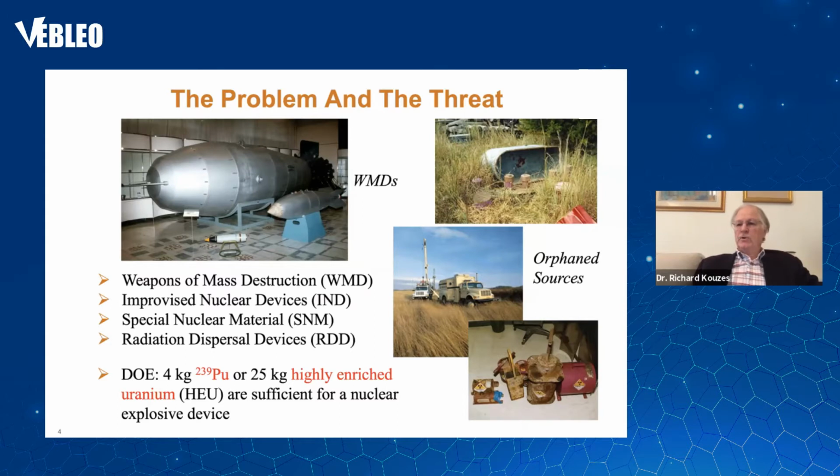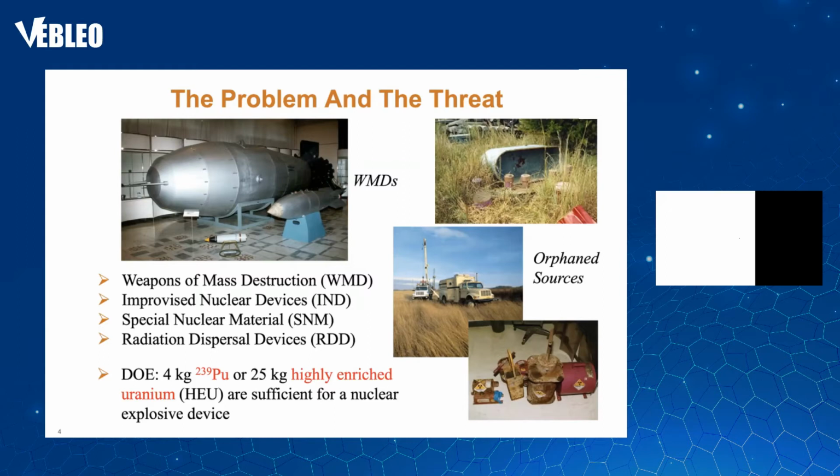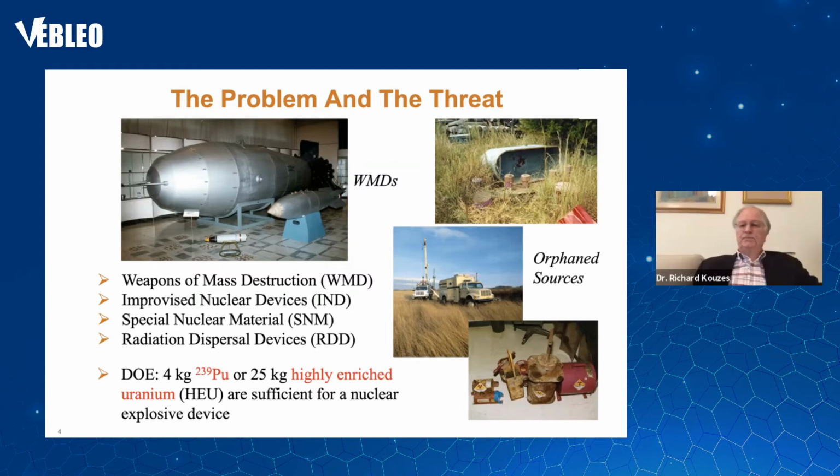The material, special nuclear material, that is plutonium and uranium that could be used for such weapons. And in addition, we're also concerned about materials that might be used for radiation dispersal devices, that is radioactive materials that might be used for medical applications or industrial applications that are then used with conventional explosives to create havoc rather than mass destruction. For example, on the right-hand side, I show some pictures of some of these orphaned sources that are just stored out in fields or left at junkyards that are of concern.